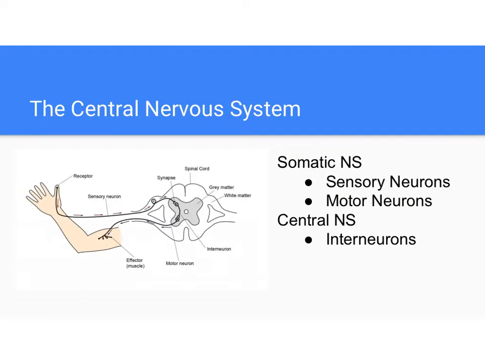Information is carried, as we saw here for this reflex arc, by sensory neurons and motor neurons. But then there are also not only this one interneuron we see here, but multiple interneurons that are carrying that information up to the central nervous system, which we're going to talk about next.